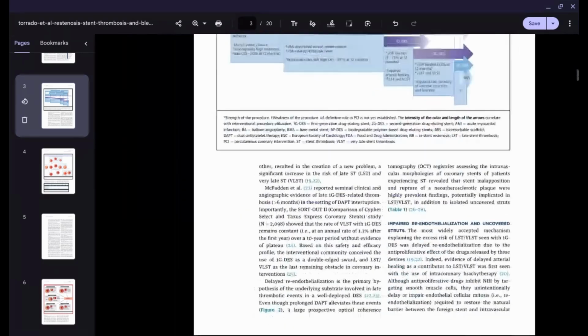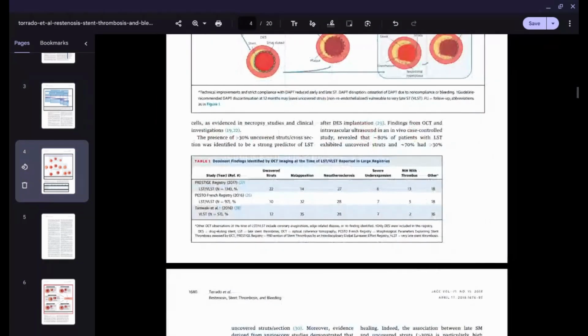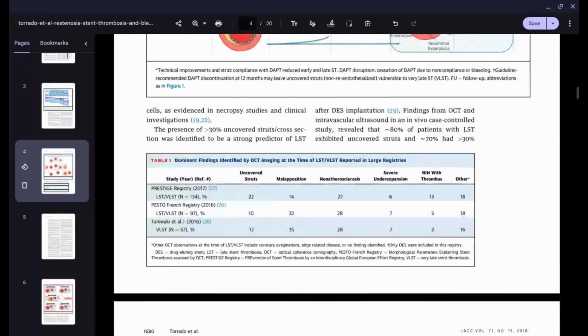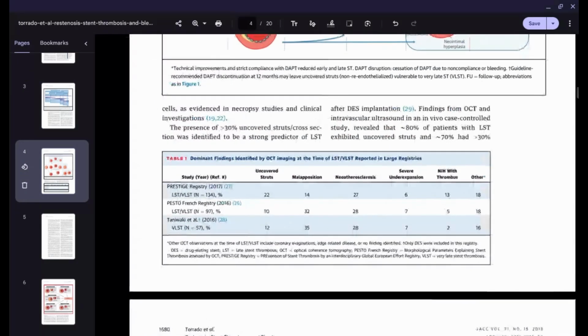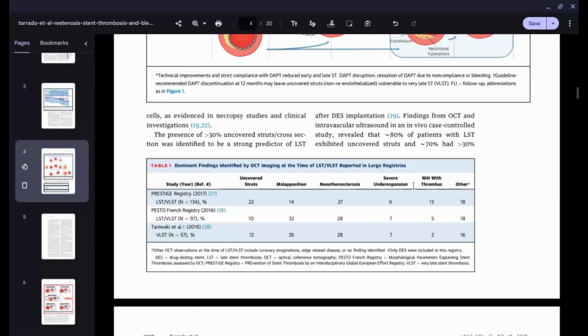And yeah, the thing that we have already seen, right? The central illustration, we already discussed that.